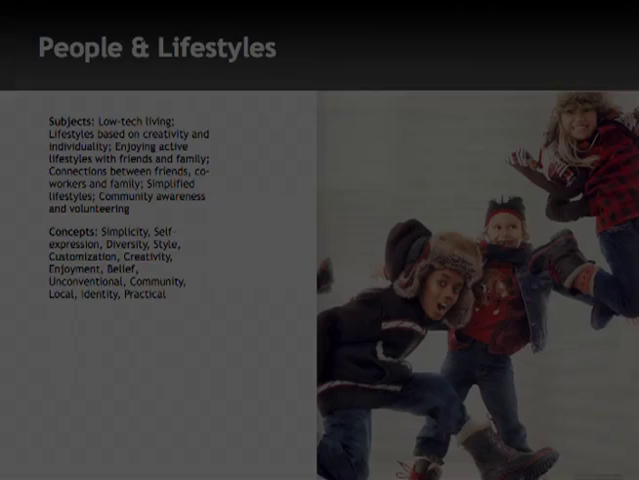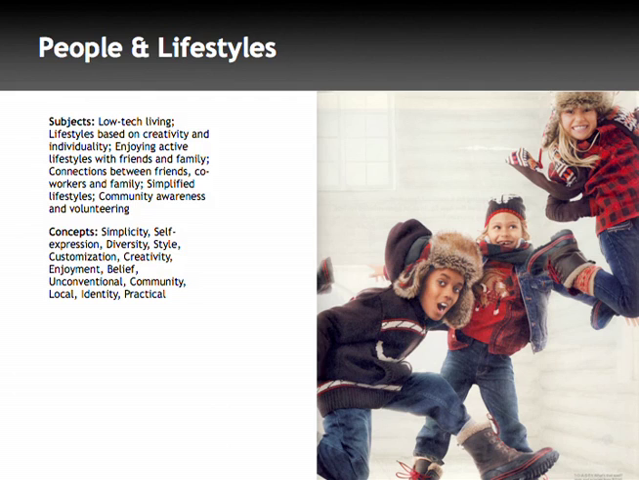So you can see that the macro brief really has far-reaching implications across any number of subject categories. So the first one is people and lifestyle. A lot of overlap from the trends that we discussed, but things like low-tech living, lifestyles based on creativity and individuality, enjoying active lifestyles, time with friends and family, connections between friends, coworkers and family, and simplified lifestyles. That's really what's driving people and lifestyles today. You just see the concepts listed below. Again, the types of concepts that we'd want lifestyle imagery to convey include simplicity, self-expression, diversity, style, customization, creativity, enjoyment, belief, unconventional, community, local, identity, and practical.